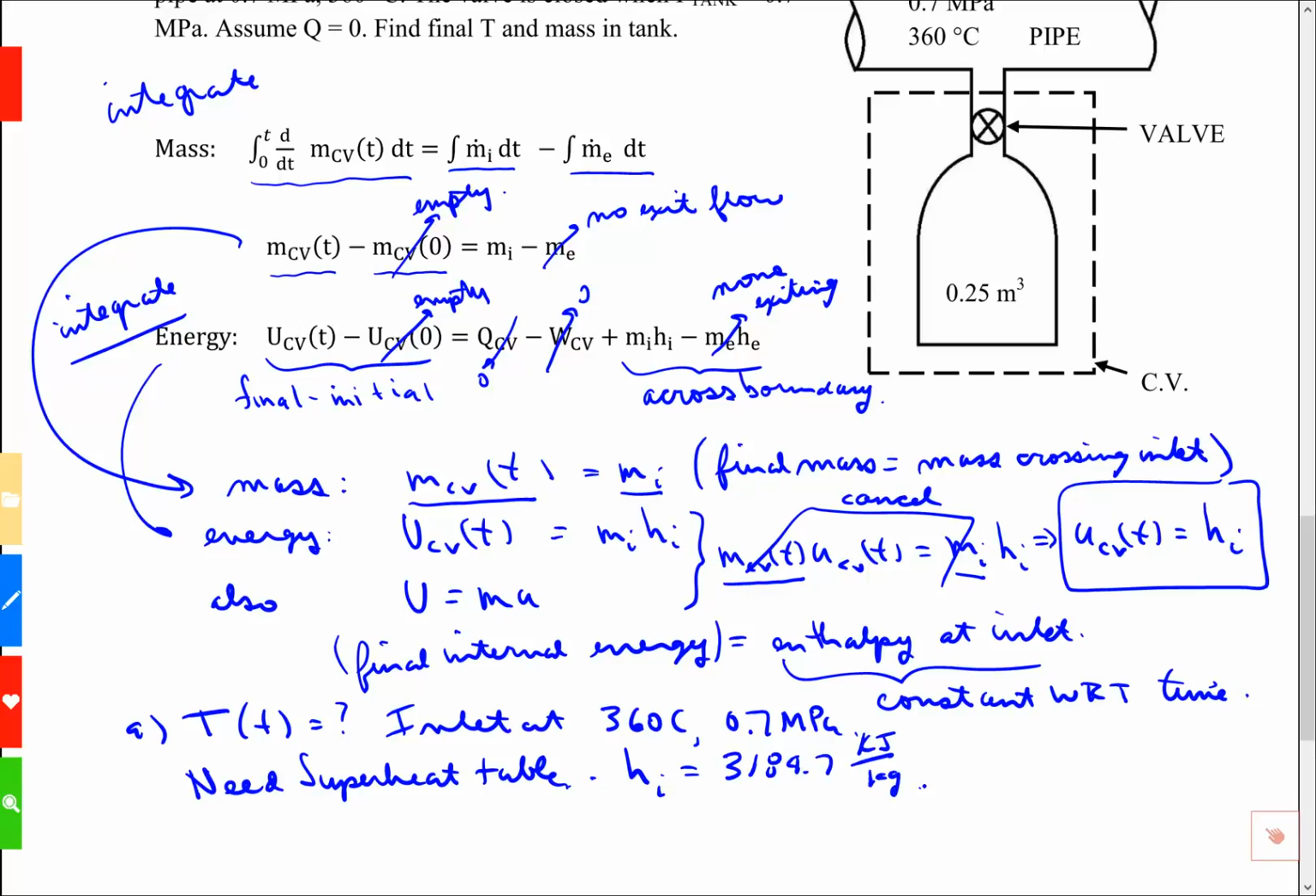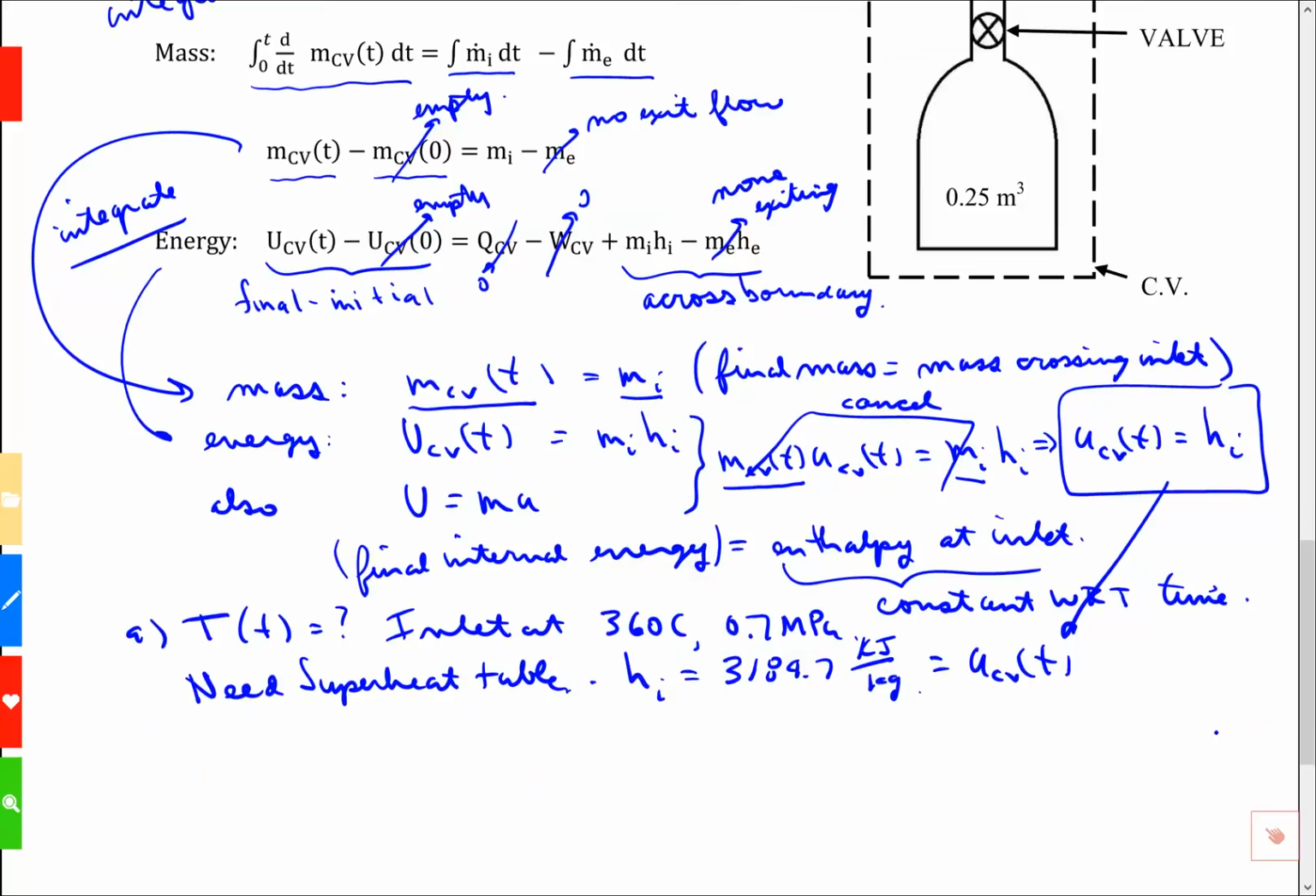Now, this equation here says that that's the same as the internal energy in the tank at the end of the process. Given this, now we want to find the temperature. So now we've got the final state. For the final state, we know that the internal energy is 3184.7 kilojoules per kilogram.